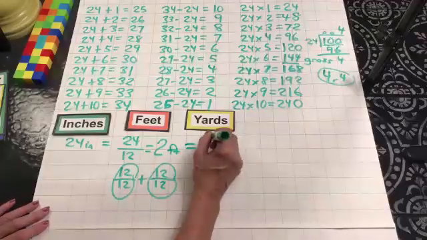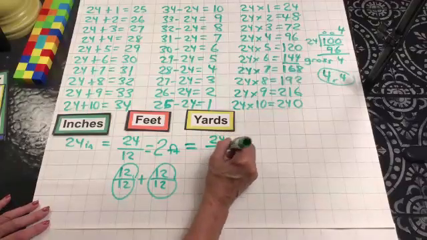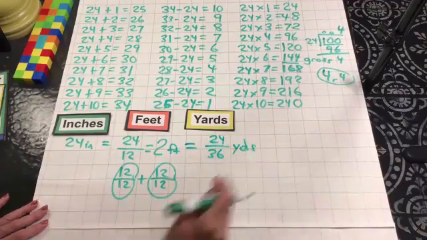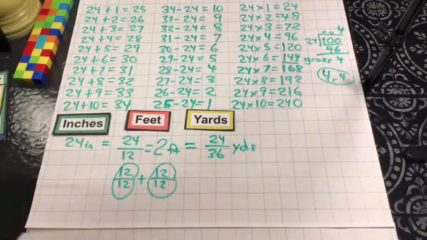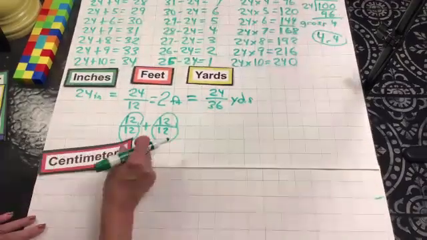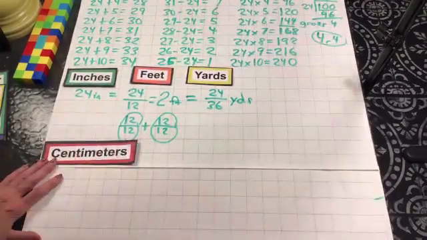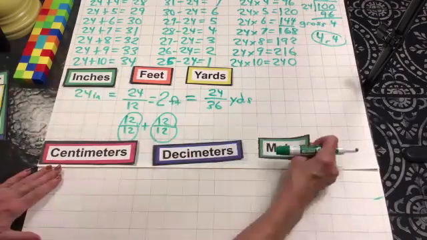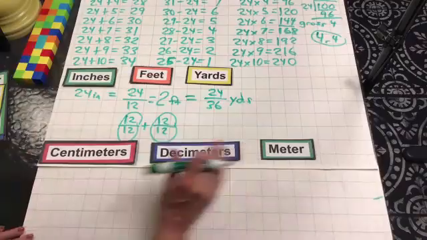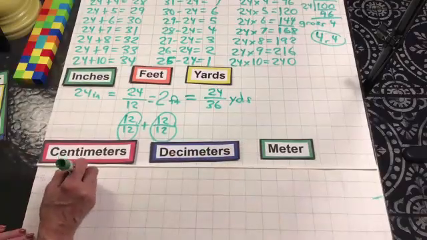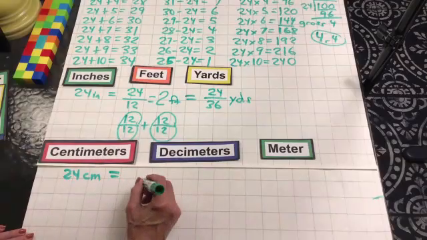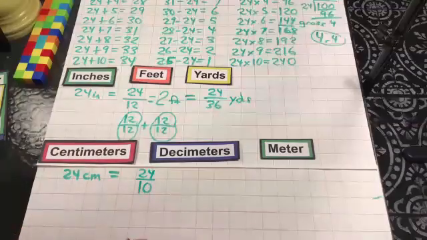And then we're going to take that into yards. We have 24 out of 36 yards. All right. Now we're moving into our metric, centimeters, decimeters, and meters. So here we go. We have 24 centimeters. And we know it takes 10 to make a decimeter. So we're going to put 24 over 10 and we're going to break that apart.